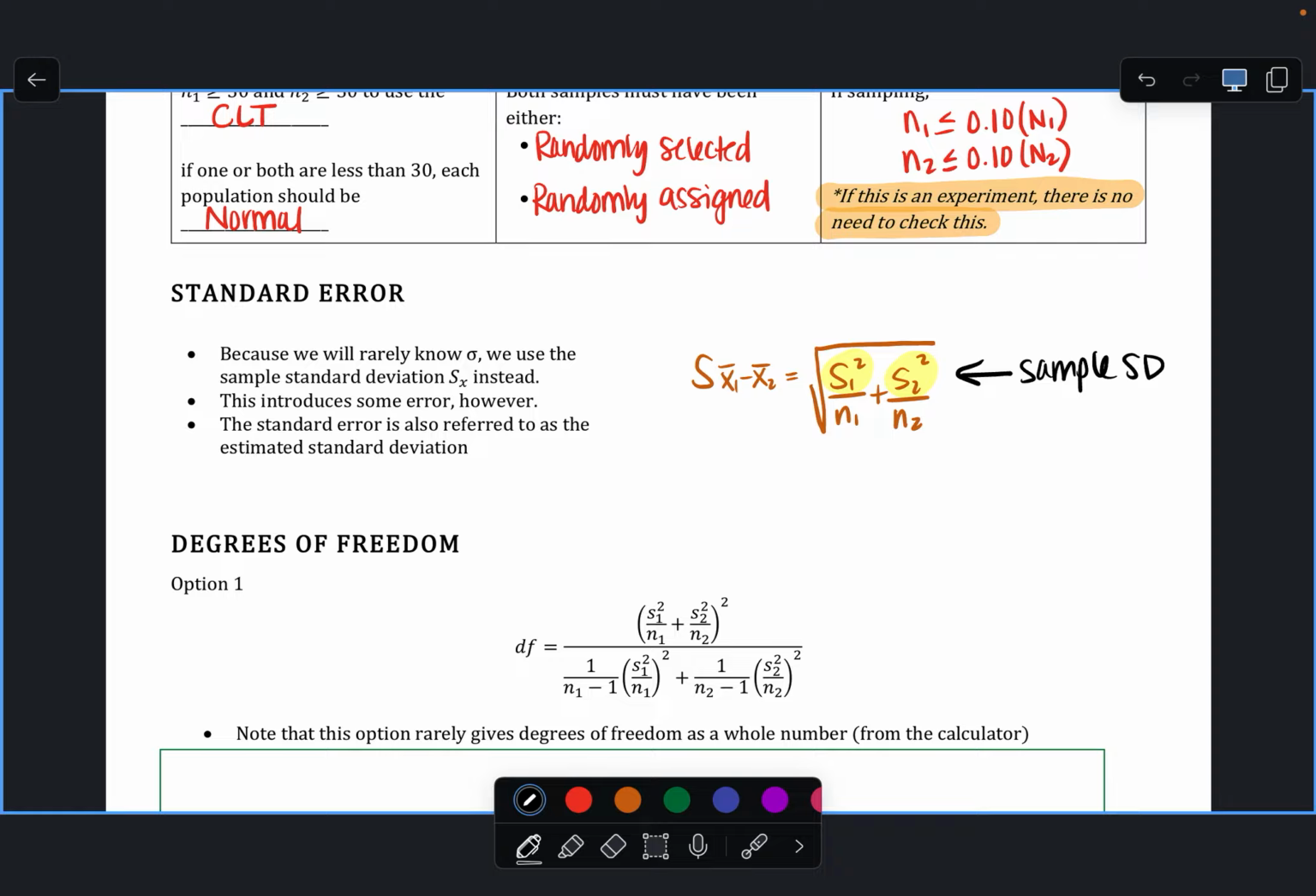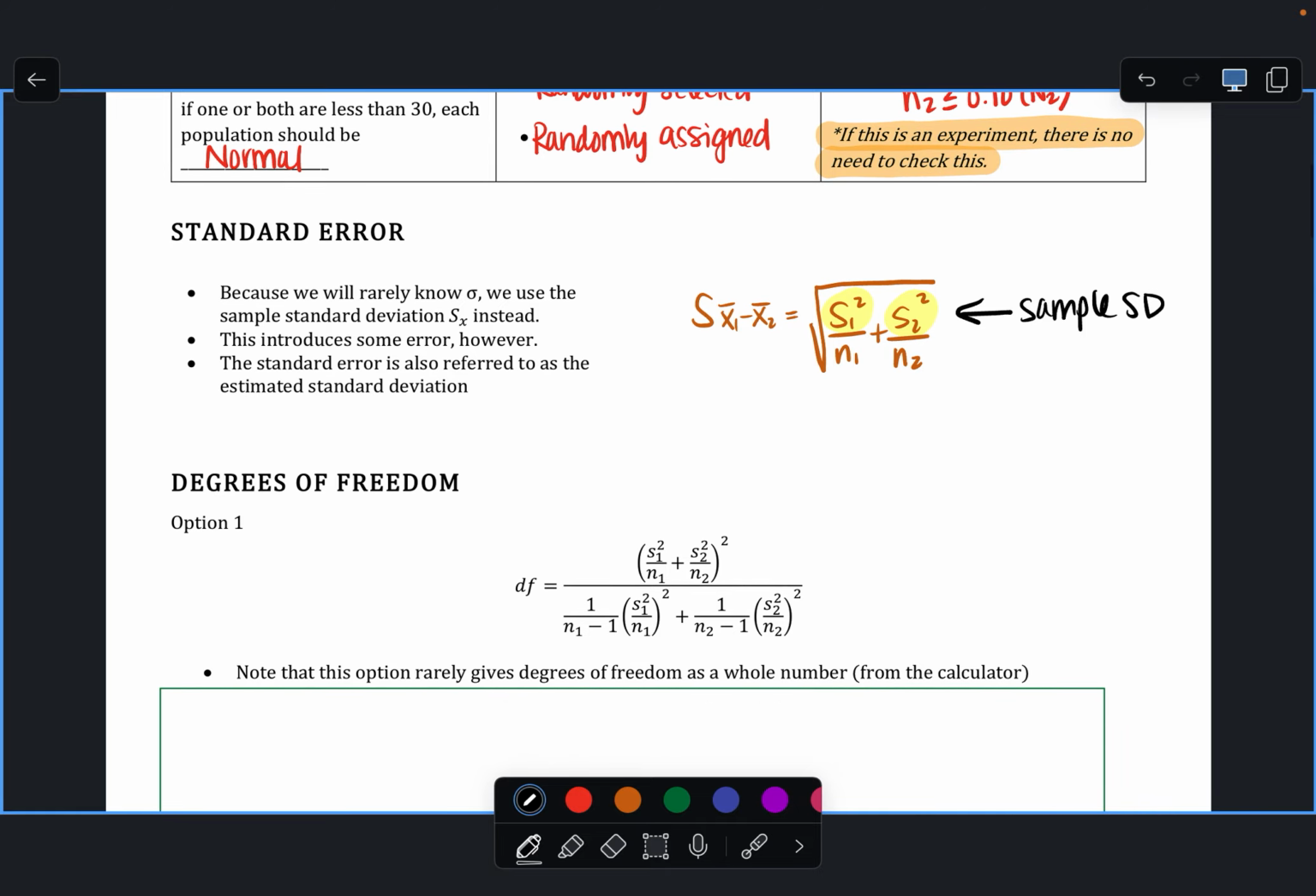It does not mean that it's wrong. It does not mean that it's incorrect. It could be, but it's not saying yes, this is wrong and I'm still using it. It's just saying I don't have the population standard deviation, which in most cases you don't, because in order to have the population standard deviation, you have to know the population mean, which at that point, if you know the population mean, why are you doing inference anyway? So it's kind of like a circle of why. So because we rarely know the population standard deviation, we use the sample. This introduces some error, however, it is just referred to as an estimated standard deviation.